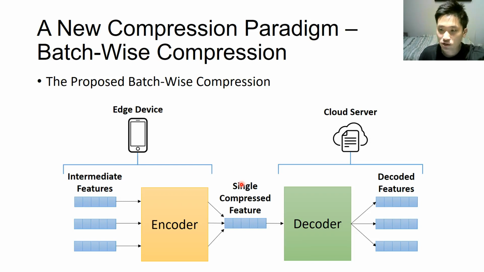Although many previous works have been devoted to compressing features in dimensional space, no work investigates the possibility of compressing a batch of features into one single feature before transmission. Thus, in this paper, we explore the potential of a new compression paradigm, batchwise compression.